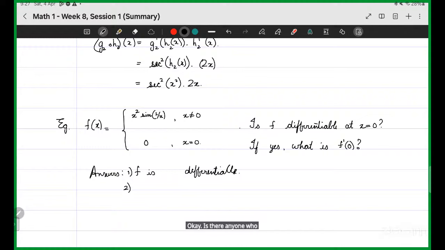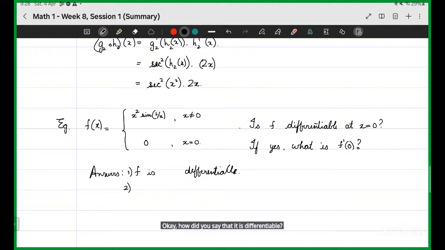Okay. Is there anyone who says it's not differentiable? Is everyone convinced it is differentiable? Shall I move on to the next example? If you guys are not getting it, you need to say that we need more explanation. Okay. How did you say that it is differentiable?